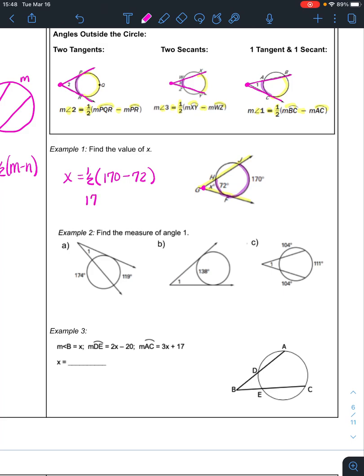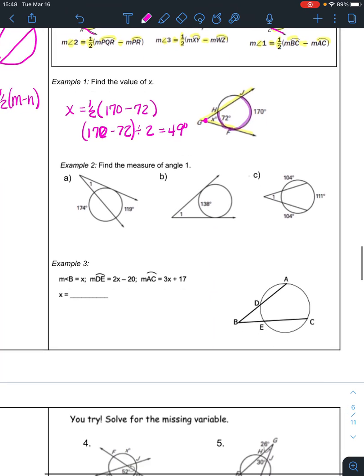So if I go in and do that math, be careful. Don't type in 170 minus 72 like this, divided by 2. Don't type that in on your calculator. Make sure you either use parentheses or you type in 170 minus 72, enter, divided by 2, enter. So be careful that you type it in correctly on your calculator and you get that X is 49 degrees.